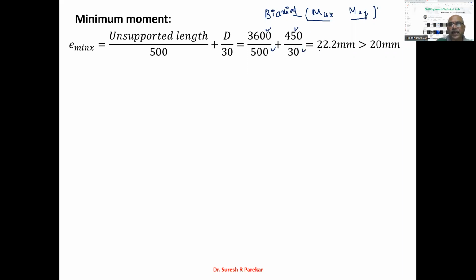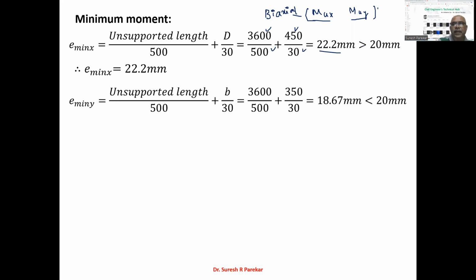So now E minimum X we can have unsupported length is given 3600 500, and D we have taken 450 upon 30, it comes 22.2. If it is greater than 20, we have to consider as it is. So E minimum Y, now instead of 450 we have 350, and that value comes 118.67, less than 20, so we have to take 20.